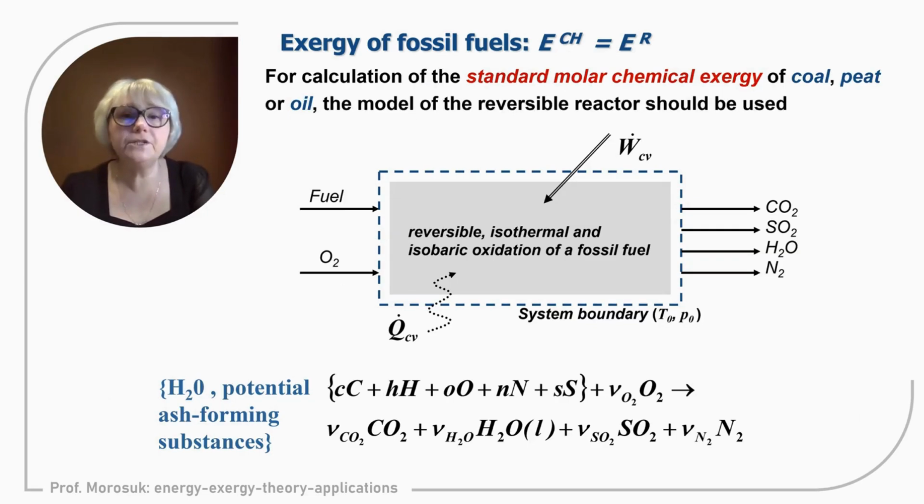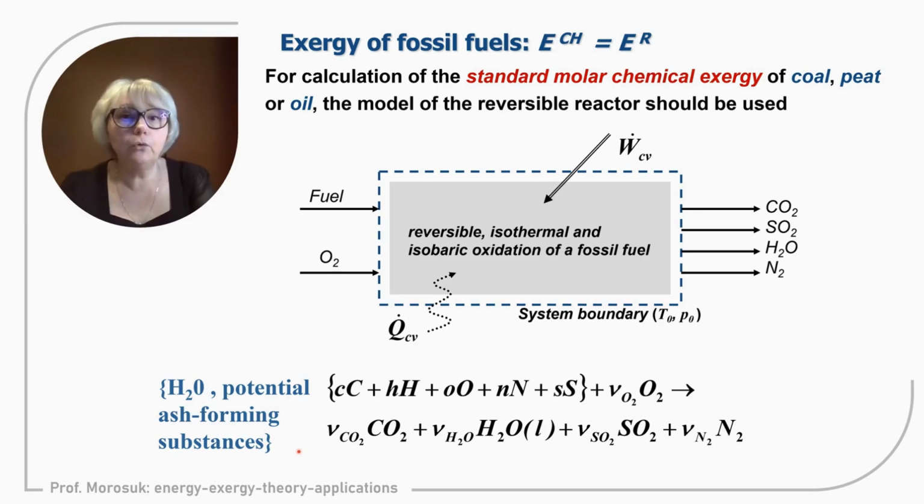And I will continue with fossil fuels, because very often we need to calculate standard molar chemical exergy for coal, peat, and oil. And here we can also include biomass, because biomass belongs to the same category of fuel. What complications can we find when we need to calculate chemical exergy of coal, biomass, peat, and oil? The fact that these kinds of fuels have moisture, so water is included, and there are also chemical substances that potentially will form ash after the combustion process.